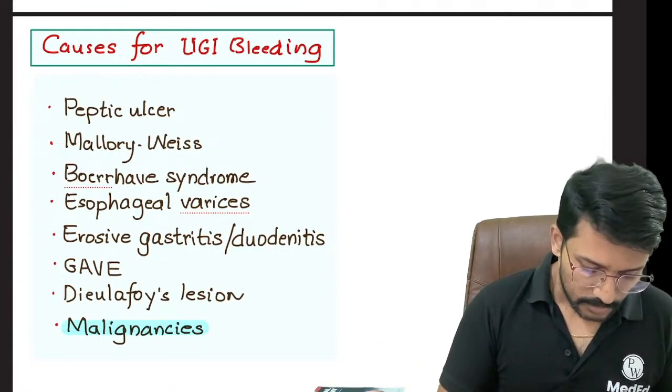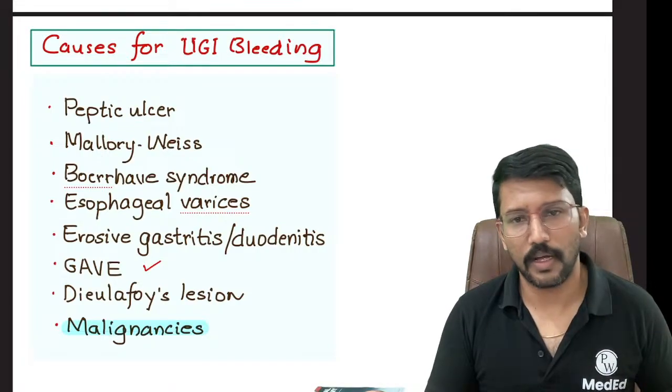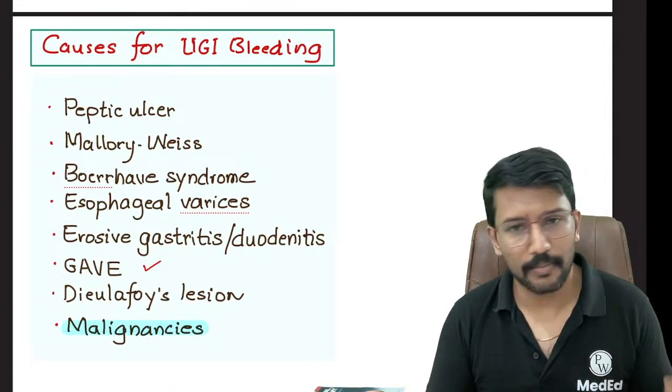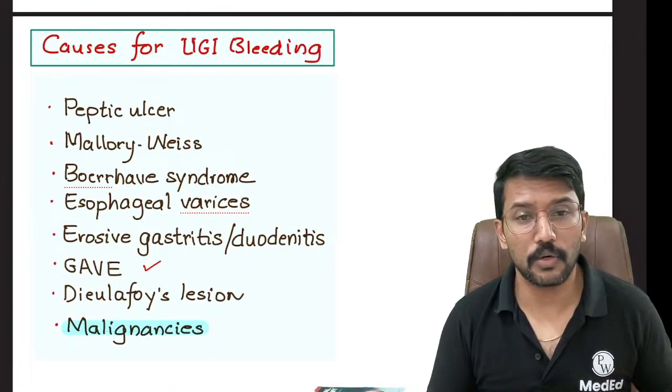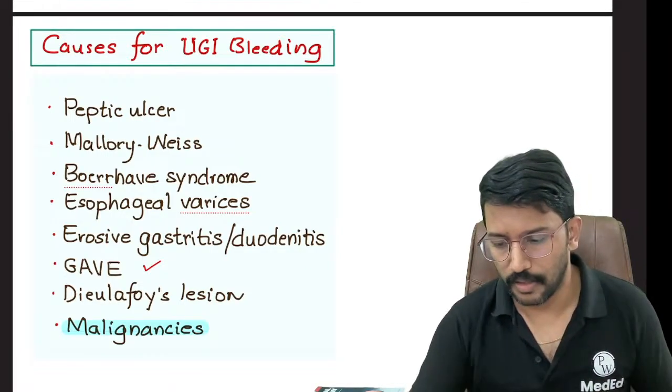Now, apart from the listings we mentioned, there is something called gastric antral vascular ectasia. How many of you have heard about it, or in which rheumatological disorders have you heard about it? Gastric antral vascular ectasia.